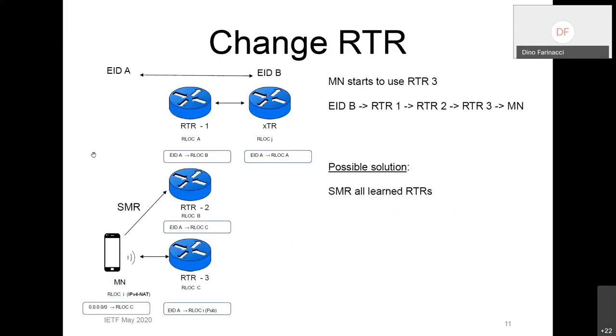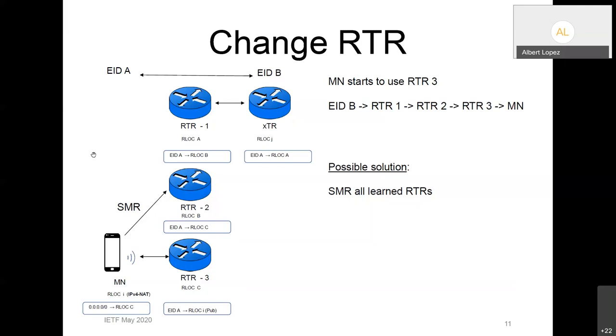Okay. So you were discussing how the mapping has to be updated by the mobile node to switch from RTR2 to RTR3, but it's not sufficient because the XTR has to know about it. So there has to be an SMR or PubSub procedure that goes to the XTR where EIDB is. You didn't mention that. This is the two options that I told at the beginning.